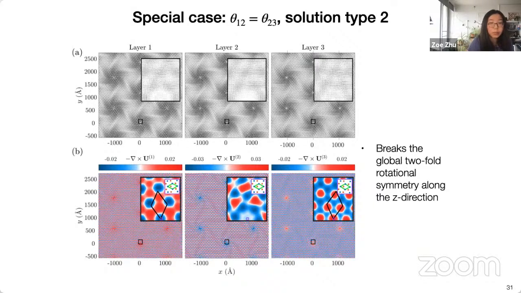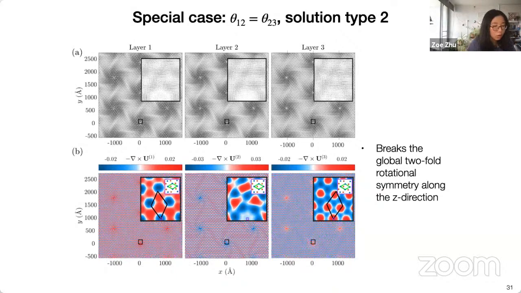But that's not the whole story, because there is another solution that breaks the twofold rotational symmetry along the D direction. You see these large pinwheel kinds of motions going on that break the layer symmetry between layers 1 and 3. And another solution exists with the opposite rotation direction.